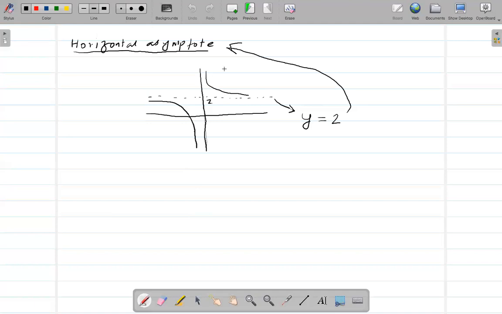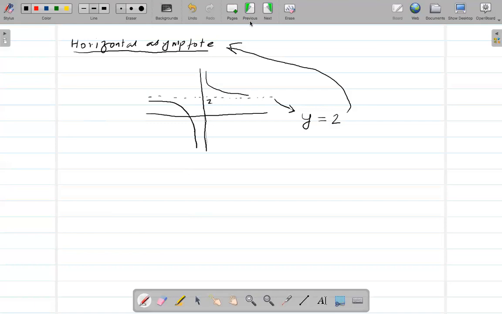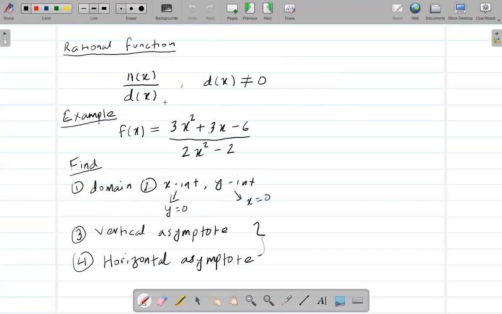Now, you will be asked something like this. I already asked you here, sorry, I forgot that. So here we have a problem, and we need to find the vertical asymptotes and horizontal asymptotes of this function.